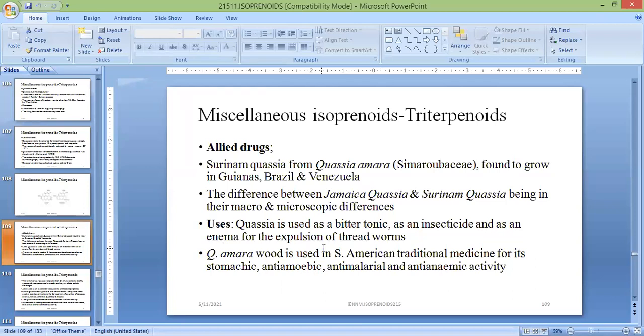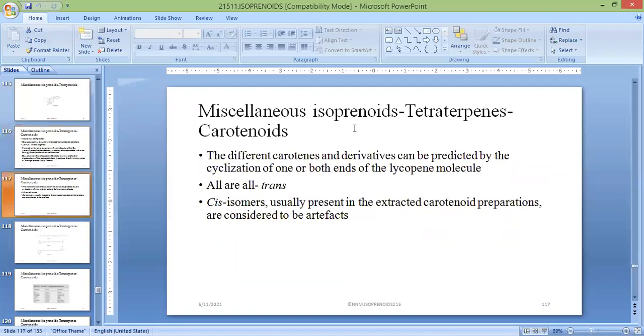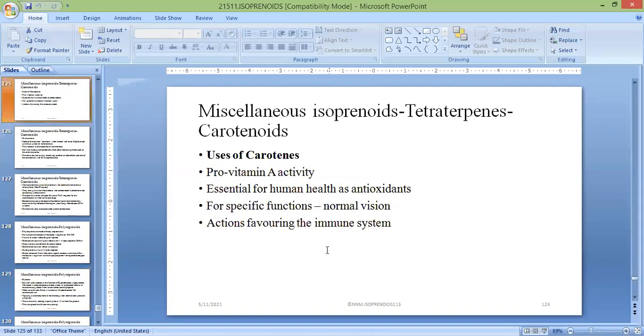Then we've looked at the tetraterpenes, and under tetraterpenes, we've looked at carotenoids, which is the major one. For carotenoids, we'll be using them as antioxidants to improve vision. Those are the two major uses. You can also use them to boost immunity. But the two major uses, antioxidant and for vision.